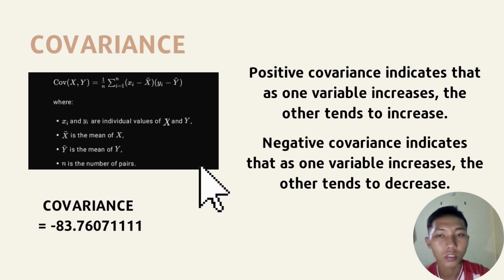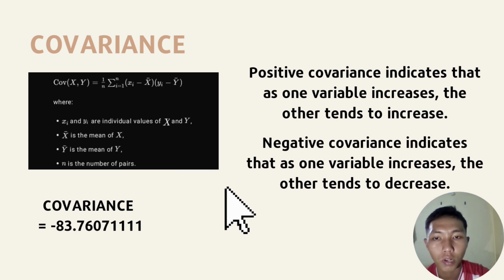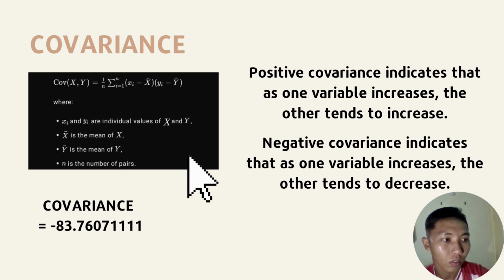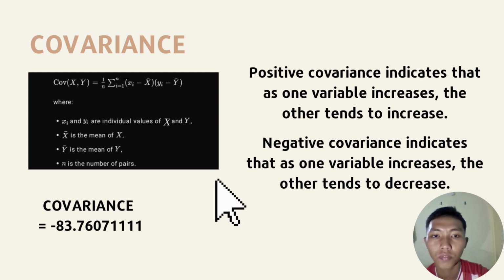The last metric is covariance. For covariance, the answer is negative 83.7606711111, reinforcing the inverse relationship between the two variables.